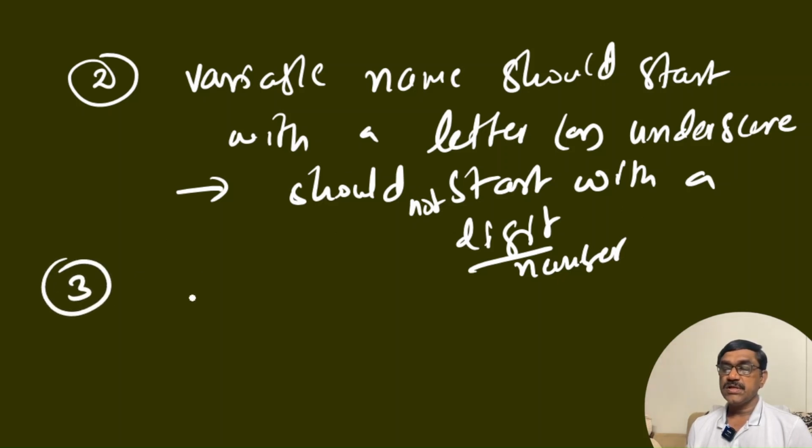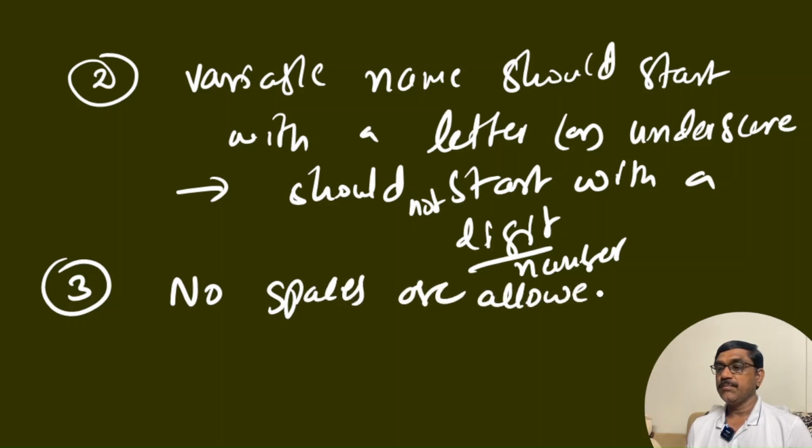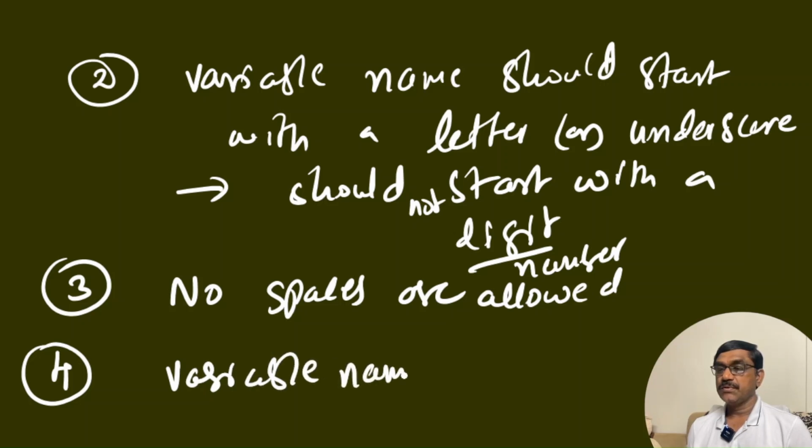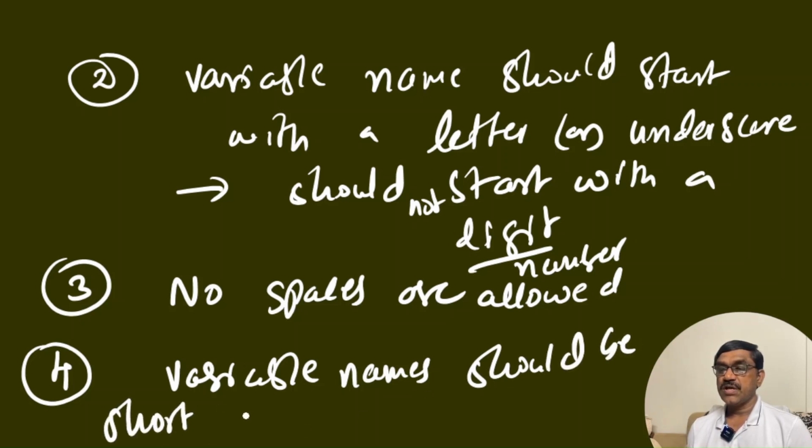And the third rule says that no spaces are allowed in the variable name. This is about the third rule, or we can say third convention. And the fourth one is that variable names should be short. This is very important. Should be short, at the same time descriptive. This is about the fourth rule.